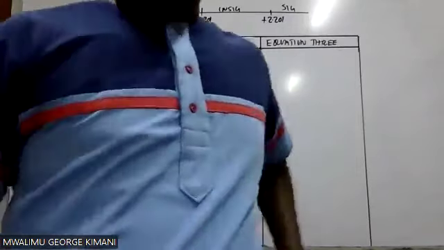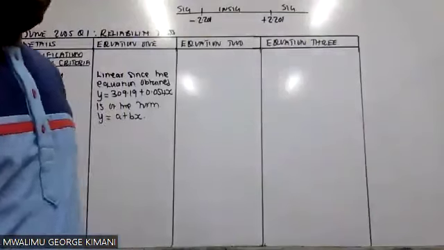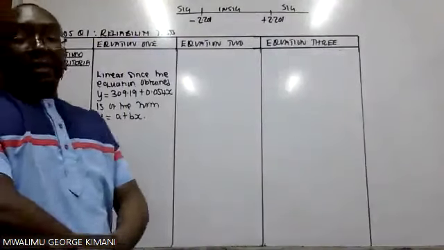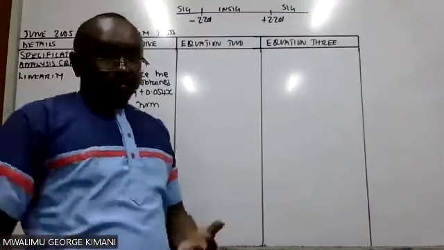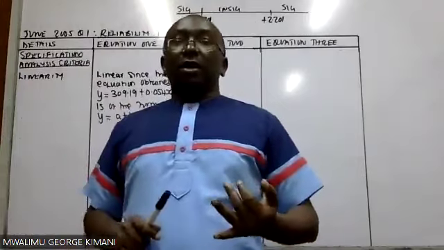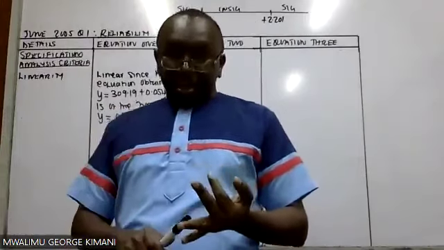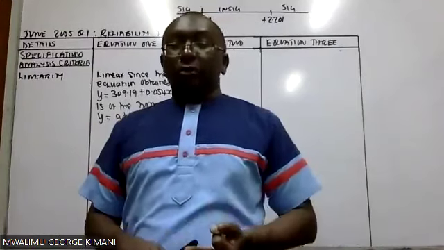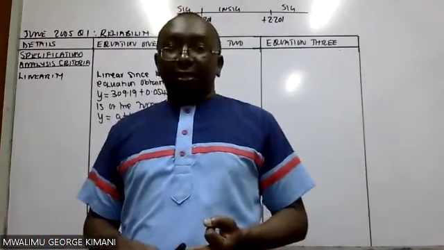Okay, so I believe we are through with that. Let's go to the next assumption. The next assumption is the zero mean for the error terms. Ikifuatwa na the constant variance for the error terms. Ikifuatwa na normality for the error terms.